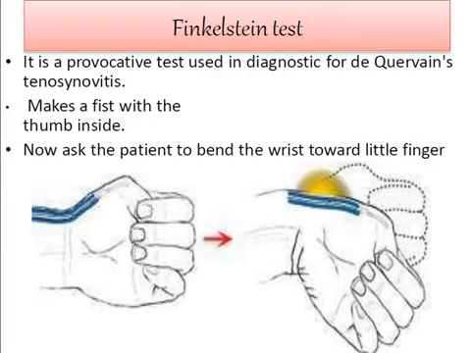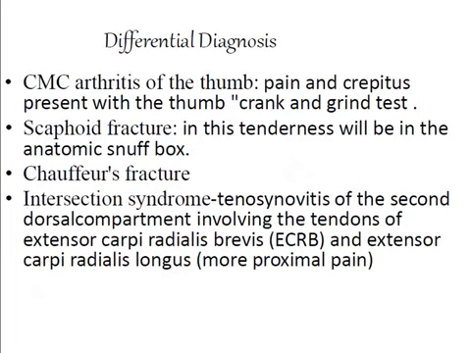We will have to tell the patient to make a fist with the thumb inside the fist, and now ask the patient to gradually perform ulnar deviation. Take the wrist towards the little finger. The patient will start having pain over the wrist, over the thumb, which will give a positive proof for the presence of de Quervain's disease. There are differential diagnoses also.